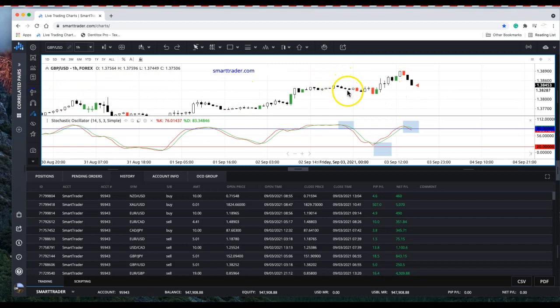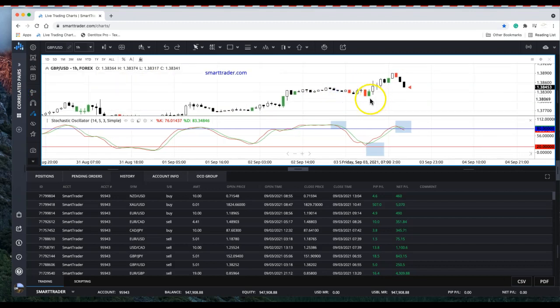Okay, so I'm going to go over through some of these examples, some on higher time frames, but just to keep this simple, I'm just going to look at predominantly 1 hour time frames.